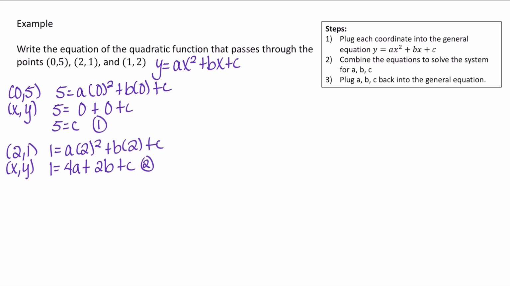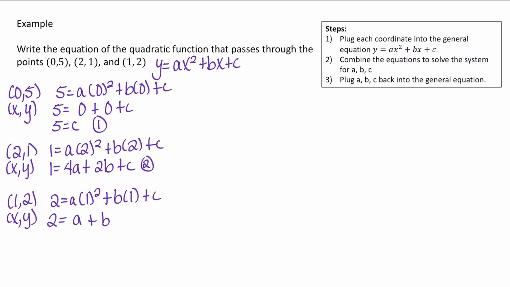Now I have my final point, which is (1, 2). So that's an x and a y value. When I plug in, I get 2 equals a times 1 squared plus b times 1 plus c. So that gives me 2 equals a times 1 squared, which is just a, plus b times 1, which is just b, and then plus c. So that's equation number 3.